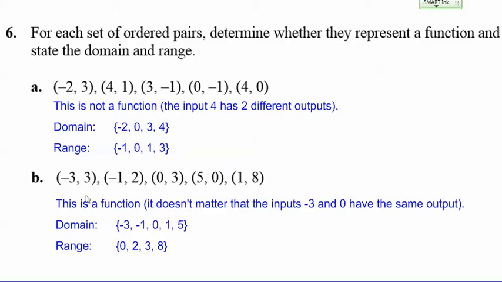So the domain, the possible inputs: -3, -1, 0, 1, and 5. I'm putting those in numerical order. Didn't mark it wrong if you didn't, but it would have made my life a lot easier had everyone done that. And the outputs, or the range, there's only 4 of them: 0, 2, 3, which occurs more than once, but we don't need to write it more than once, and 8.